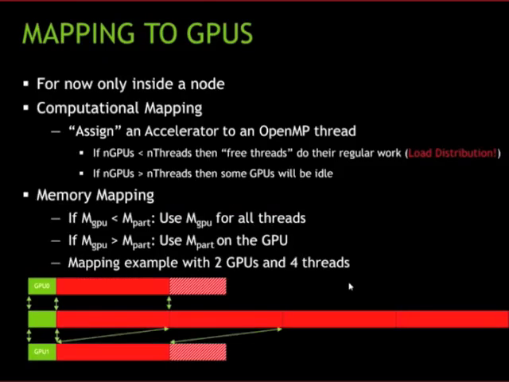When we are going to use GPUs, the first thing we do is to assign GPUs to some of the threads. As usual, we will have more threads than GPUs. The threads that don't have GPUs will actually execute the same kind of work that the program would do if there were no GPUs at all.